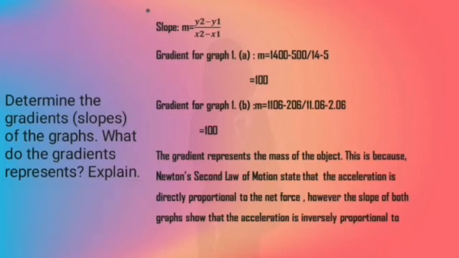So the gradient represents the mass of the object. This is because Newton's second law of motion states that the acceleration is directly proportional to the net force. However, the slope of both graphs shows that the acceleration is inversely proportional to the net force, F equals ma. So the gradient represents the mass of the object.